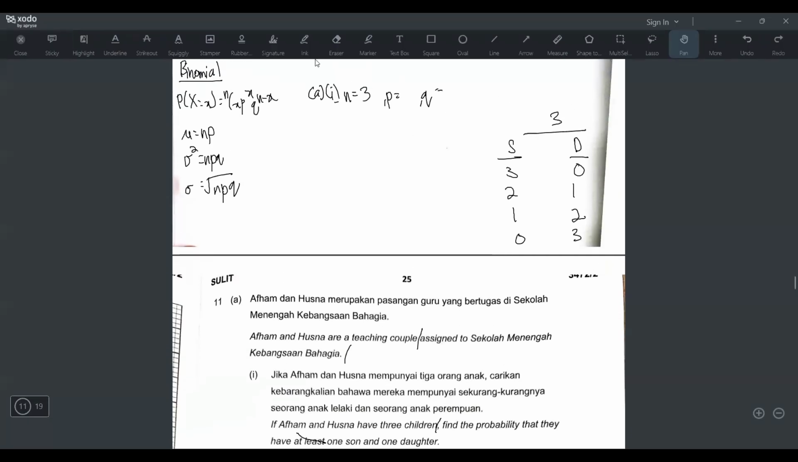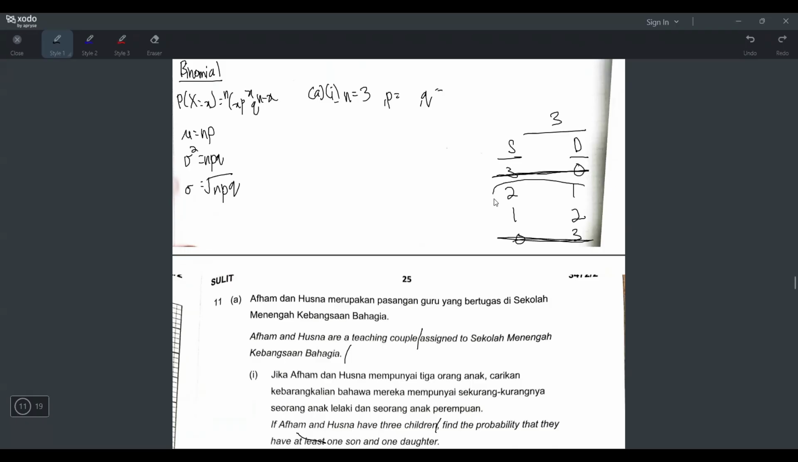It means they want the probability of which one? At least one son and one daughter. So this one cannot lah, this one tak boleh ambil, because they already said must have at least one son, one daughter. This one also tak boleh ambil. So I think I have to take the probability of this tambah dengan probability of this.